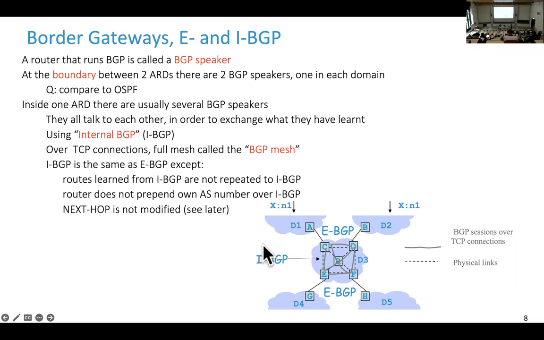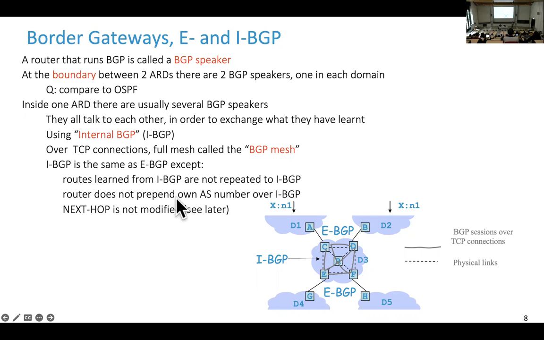Now, every BGP speaker sends information directly to every other router, which is different from OSPF. In OSPF, you flood the information to all of your neighbors. All your neighbors receive this information, and they again flood it. That's how information is repeated inside a domain. In BGP, every router is a peer to other BGP routers and sends BGP updates directly to them.